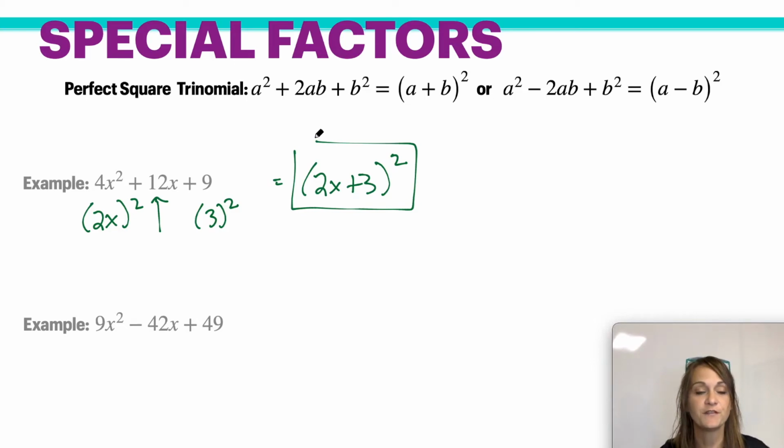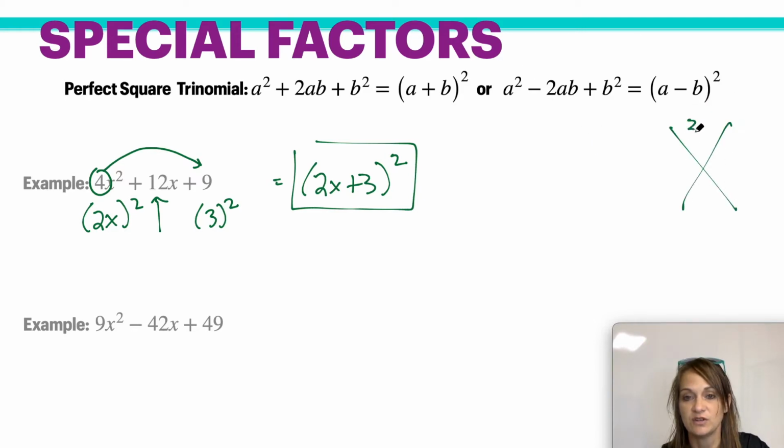If you ever forget how to do that, you can also use the illegal move that you just learned. Because you have a number in front, you can do the illegal move, which is you multiply the first times the last, which gives you 36, and then you get 12. What multiplies to give you 36 but adds to give you 12? And the answer is 6 and 6. So you'll get x plus 6 times x plus 6.